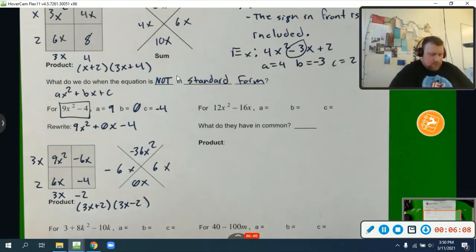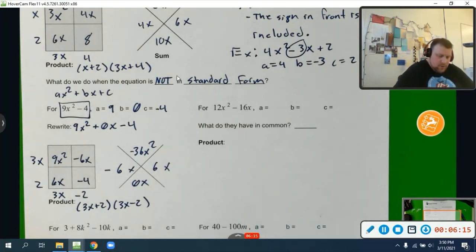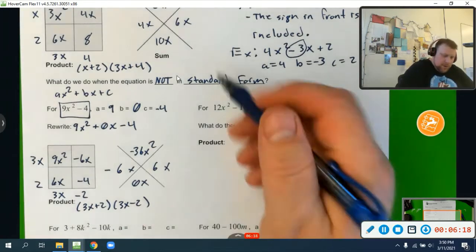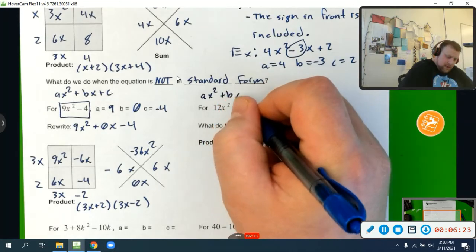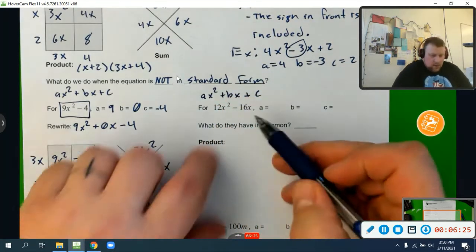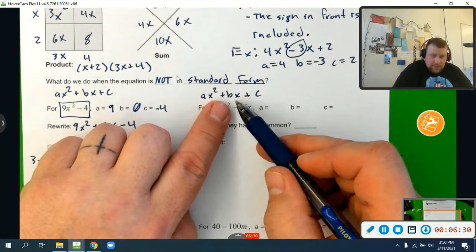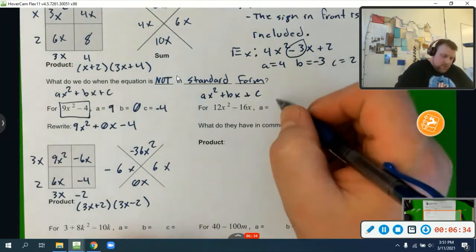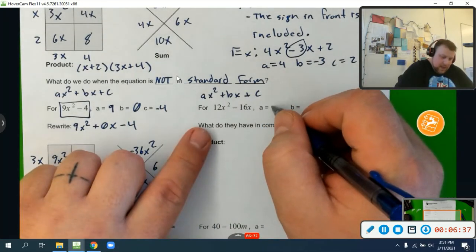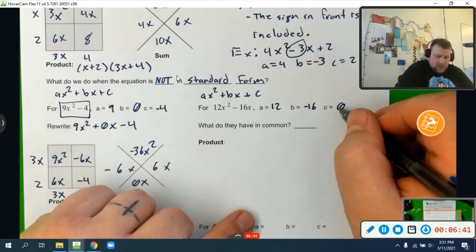All right. How about this kind of weird situation right here? What term am I missing in the ax squared plus bx plus c? Well, I have 12x squared, so I have the ax squared. And I have minus 16x, so I have the bx, right? But I don't have a c value. So in this case, I know my a is 12, my b is negative 16. What's my c? Well, if it's not there, it's just 0.